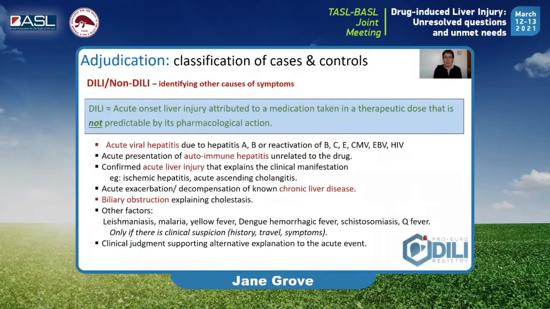We hold monthly meetings for case review and classification by expert panel consensus. Cases where the clinical workup reveals an alternate cause of acute liver failure are designated as non-DILI cases. The workup would entail investigation of viral hepatology status, features of autoimmune hepatitis, or other acute injury which may explain the clinical manifestation. Also, workup would need to establish if there is evidence of acute exacerbation of existing chronic disease or any biliary obstruction explaining cholestasis. Then, any other suspected factors potentially responsible for the event based on the patient history and clinical judgment.